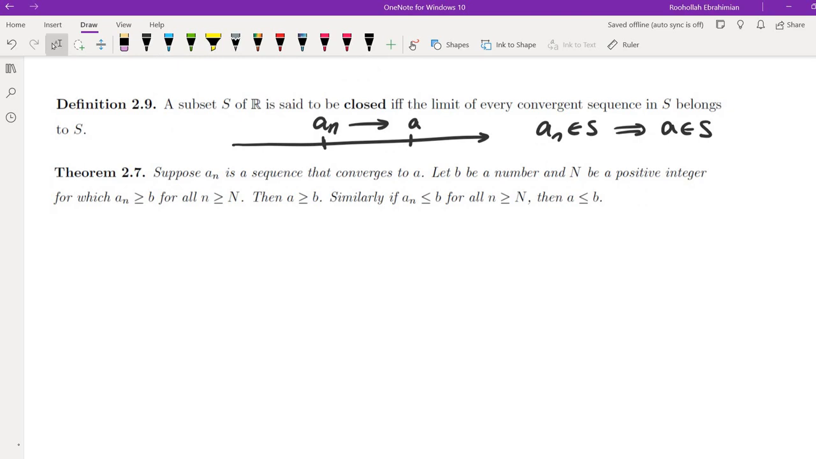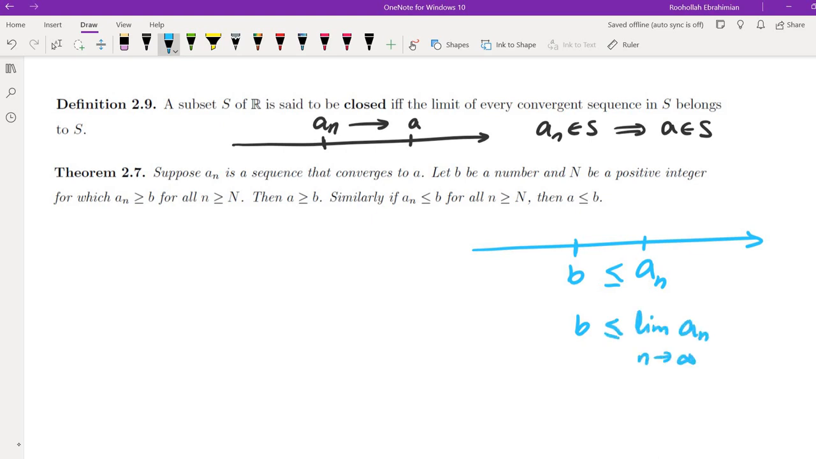Okay, so for the first example, we need a theorem, and this is a very useful theorem to keep in mind. If you have a sequence that approaches a number, then the sequence remains on that side. So let me write down a diagram for this. I have a number b and I have a sequence a_n such that a_n is always greater than or equal to b. Then its limit is also greater than or equal to b. Keep in mind that in order to use this theorem, we need the sequence to converge.